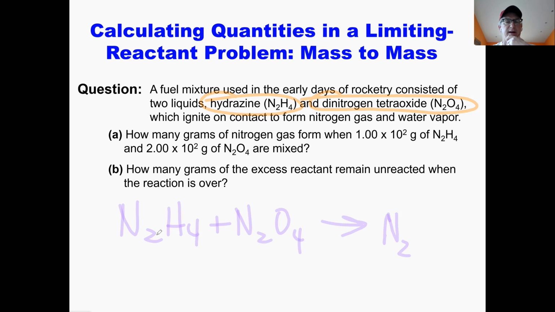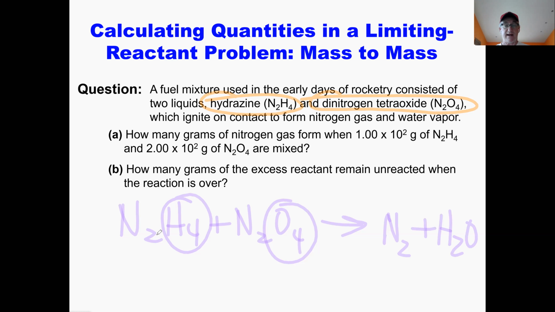What do you think the other product is? Water. Yeah, exactly. Because we have hydrogen here, we have oxygen here. Generally, when you have hydrogen and oxygen reacting, oxygen's going to grab those electrons from the hydrogen and make water. So that is going to be our other product. So we need to make sure that this is balanced.